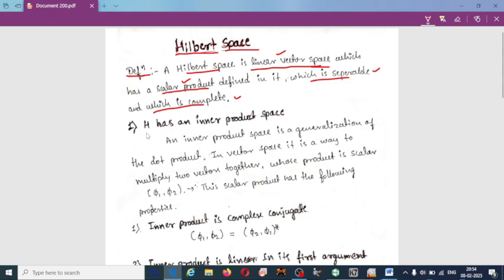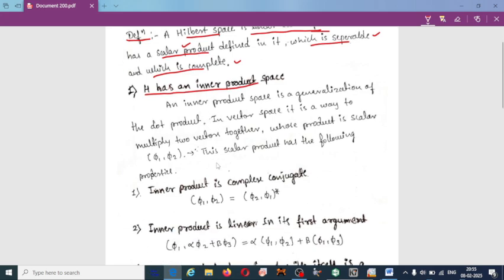So let us discuss inner product space. Hilbert space H has an inner product space. Inner product or scalar product, both are the same. So I am explaining the inner product space definition here itself. The inner product space is a generalization of the dot product. If you take two vectors, their product you may denote by scalar or vector product, but the inner product is the dot product.